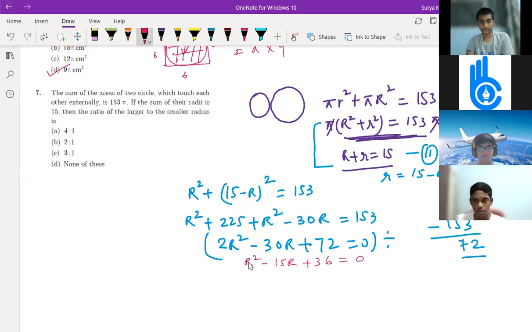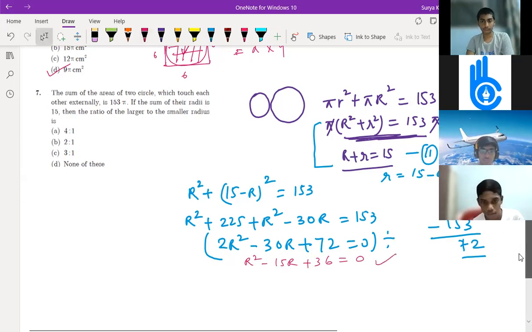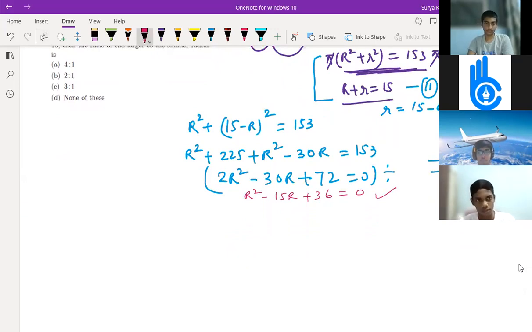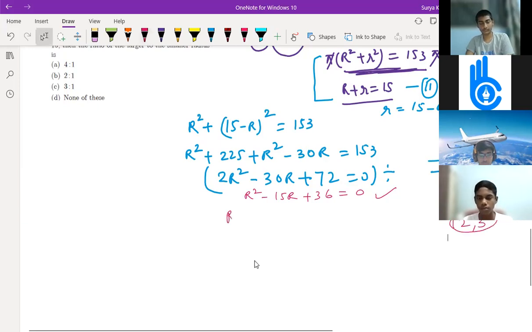So 36, how do we get 36? Tell me, Samarth. Sir, we can directly put the quadratic formula. That formula, you can't bifurcate this; it will take time. Sir, 12 and 3 is coming now. Yeah, 12 and 3. The answer will become R is equal to 12 or 3. The answer will be 12 and 3, correct?